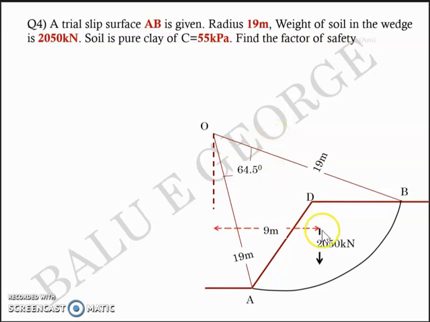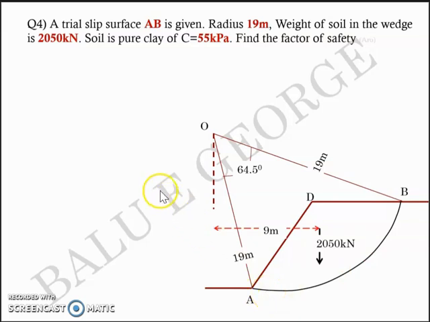The extra data given in the question is that the weight W, 2050 kilonewton, is acting at a lever arm of 9 meter with respect to the center. So your intention is to arrive at the factor of safety. To start with, let's try to find the length AB, which we have marked as capital L while explaining the theory.